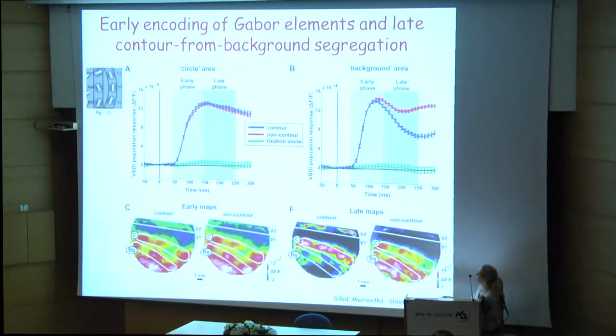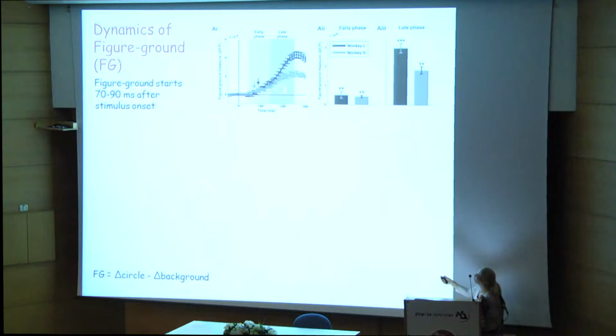So this is a direct neuronal correlate of figure ground segregation. The circular contour is simply popping out from the suppressed background. And as you can see, this pattern is unique to the contour condition and does not appear in the non-contour condition. And the next thing that we did, we defined figure ground measure, which is simply the response difference between the circle area and the background area when comparing the contour and non-contour condition, and this is shown over here.